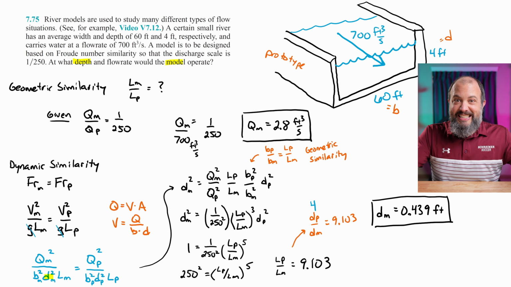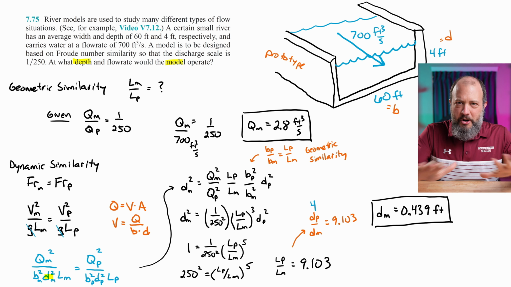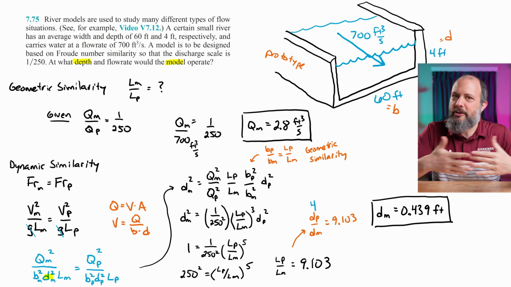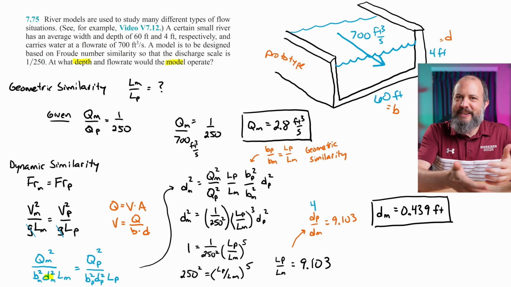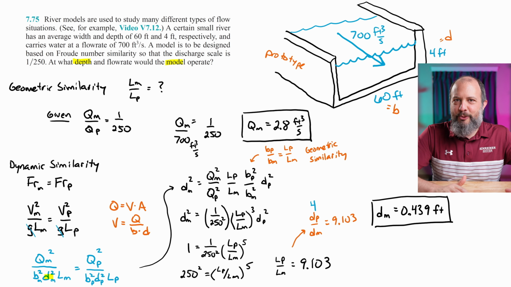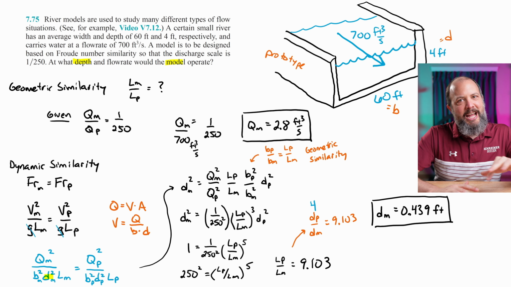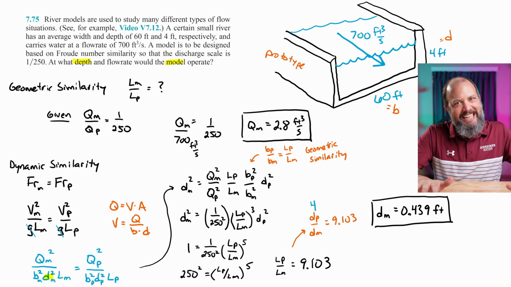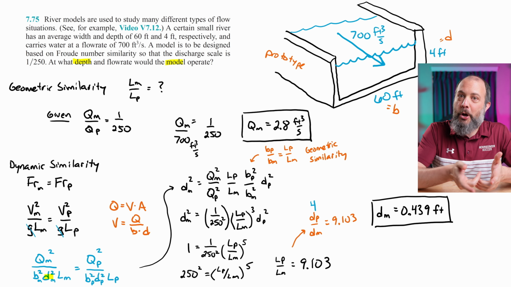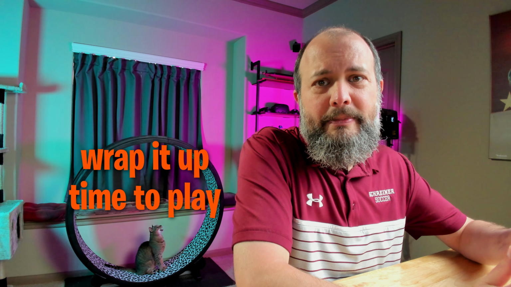And the good news is that this last problem we did with the flow rate through the channel is probably the hardest model studies and similitude problem that you're likely to see. Having to go back and find the geometric similarity ratio requires a little bit of extra time and a little bit of extra brain power that's not in most problems. So if you were able to follow along with this one, then you should be set. You're really good to go.